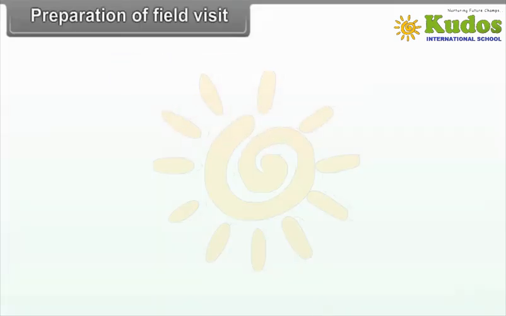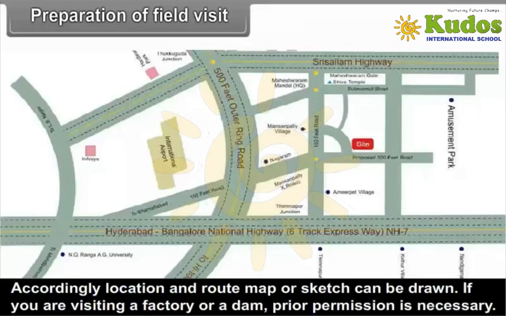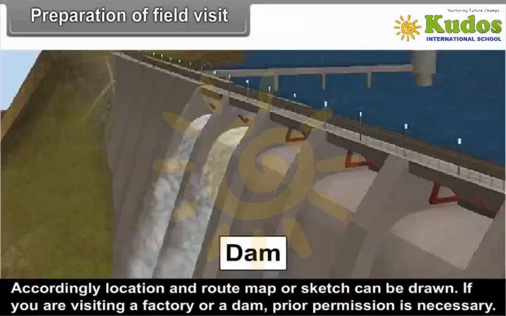Preparation for a field visit. Before visiting an area, students should understand the aim or purpose of this visit. Accordingly, location and route map or sketch can be drawn. If you are visiting a factory or a dam, prior permission is necessary.